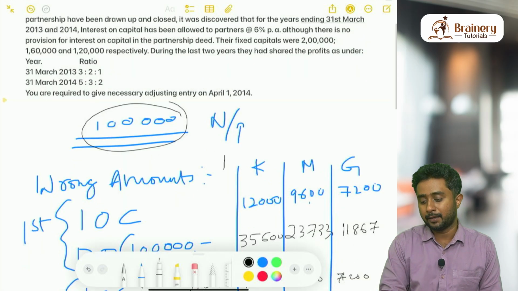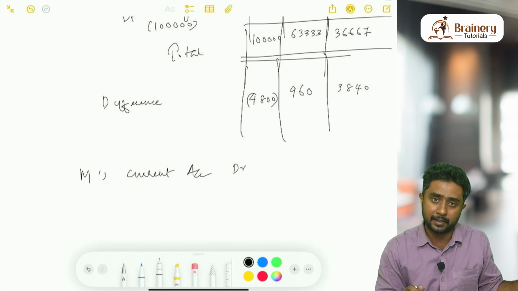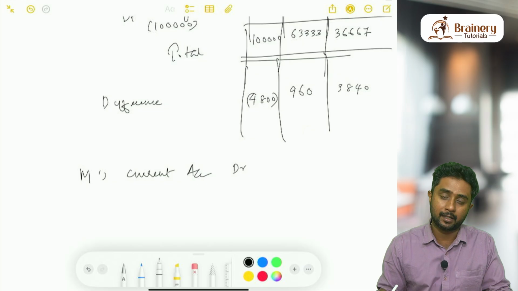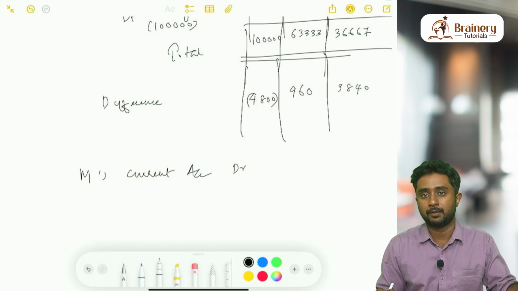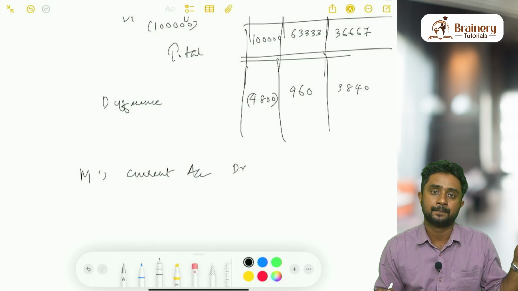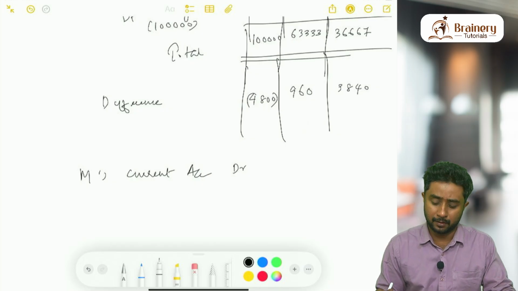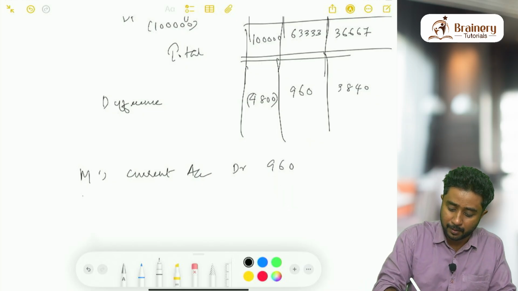So whenever they are using the word fixed capital in the question, instead of writing the capital account, the entry will be M's current account debit. So here, M's current account, why are we writing it? Because in the question it was mentioned that they are following the fixed capital method. So M's current account debit, whatever you got as the difference in M's column, you can write.